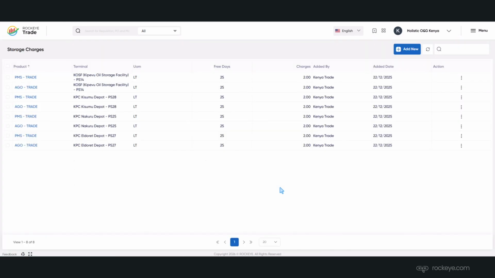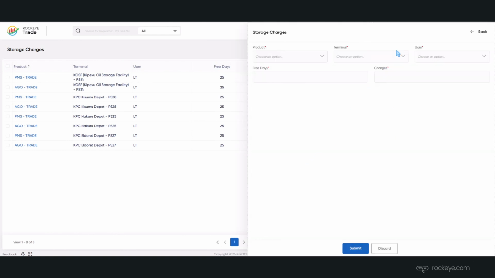The storage charges listing provides a comprehensive overview of extra charges rates across different terminals with no free day storage limit. Creating a new entry establishes the financial rules for specific depot locations. Product identifies the specific commodity subject to these storage terms.